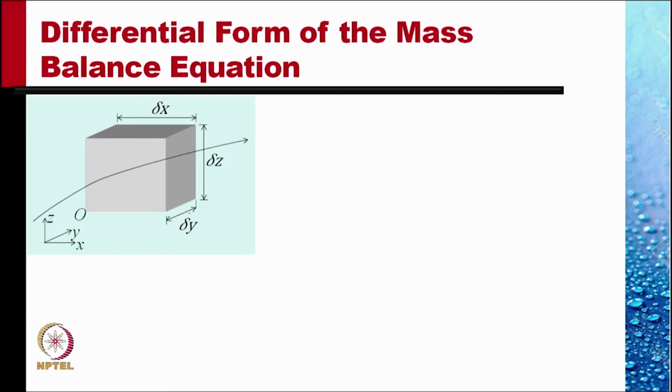Let's now go to the differential form of the mass balance equation, the mass conservation equation, an equation that we can apply to every point of the flow field. For this purpose, we consider within a fluid a cuboid fluid element of dimensions dx, dy and dz as shown. There is a velocity field with components Vx, Vy and Vz.